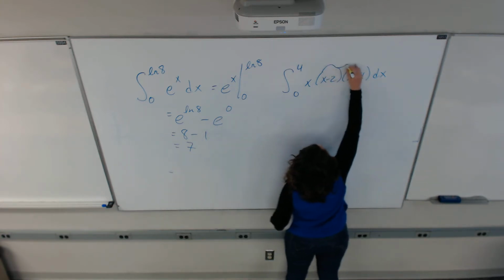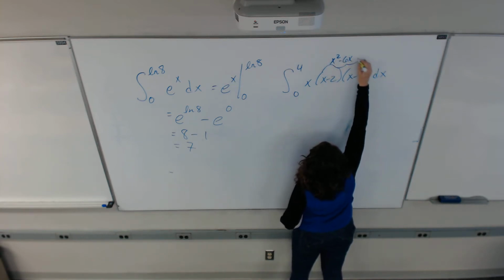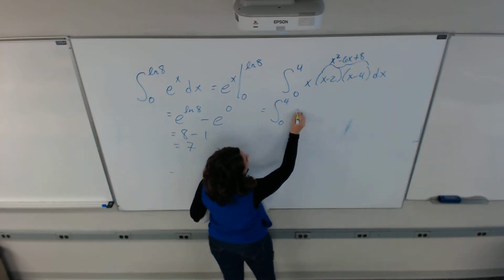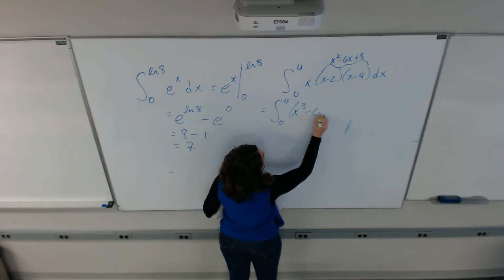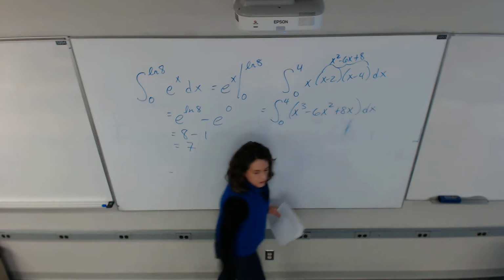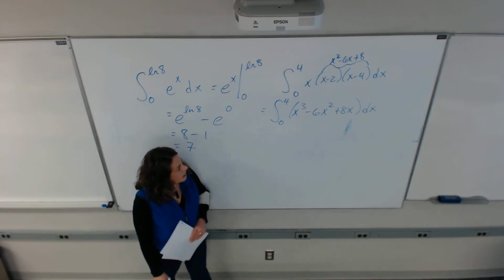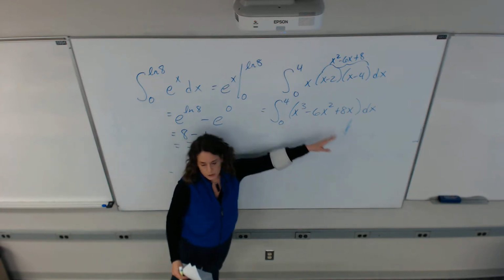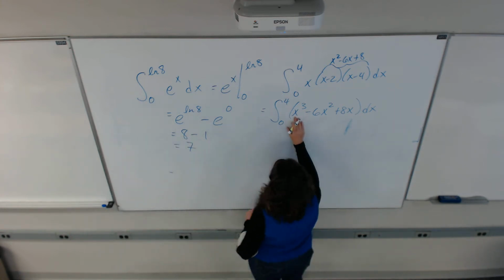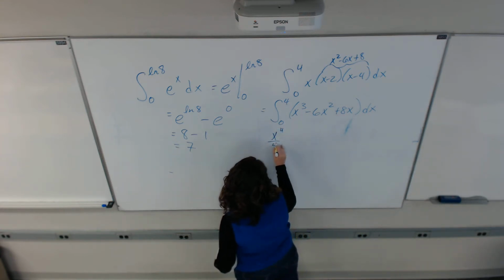So this part right here would give me x squared minus 2x minus 4x minus 6x plus 8. So I could rewrite it as the integral from 0 to 4 of x cubed minus 6x squared plus 8x with the differential dx. Then individually split it up in your head, or yes, you can rewrite the integral 3 times, but that gets tiring, right? What's the antiderivative of x cubed? X to the 4th over 4.